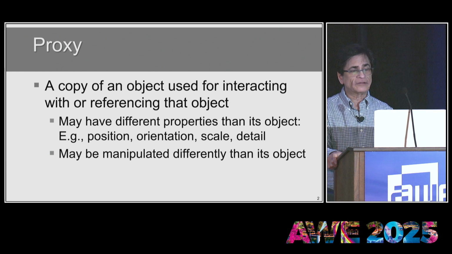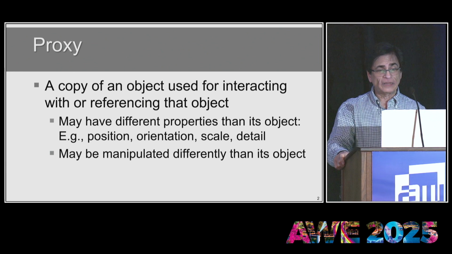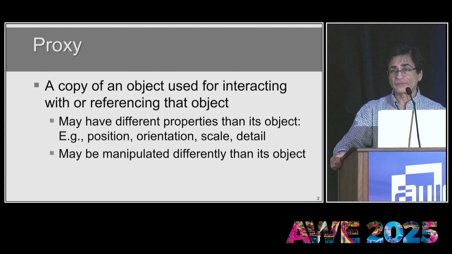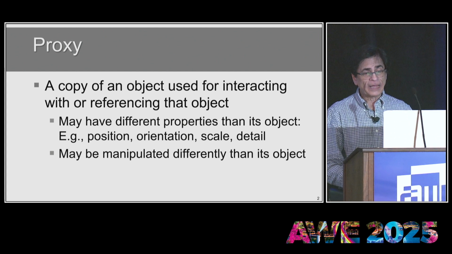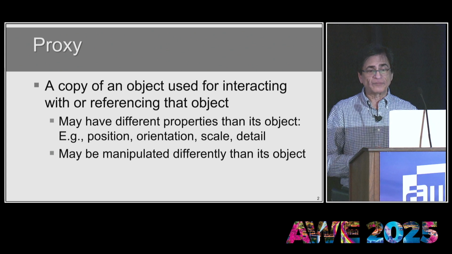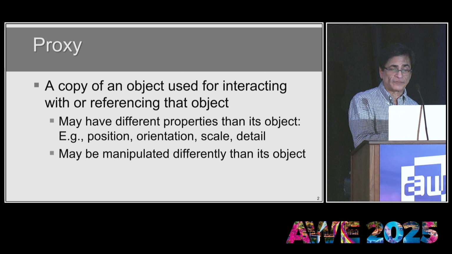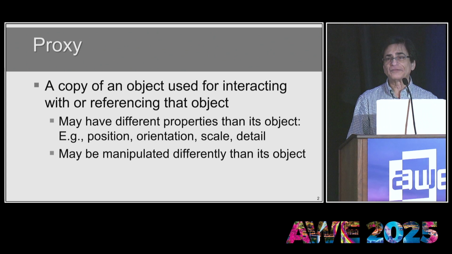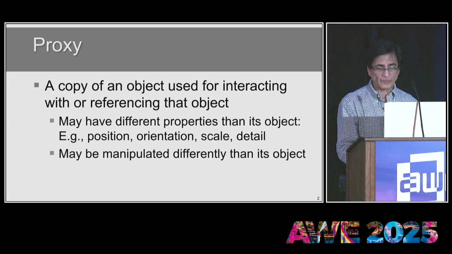And the idea is it can have different properties than its object. It might be positioned differently, oriented differently, scaled differently, at a different level of detail. It might have different amounts of filtering. And also, it may be manipulated very differently than the object that it's a copy of, for different purposes. So this is a very abstract description, obviously. I want to give you some more specific, more concrete examples.